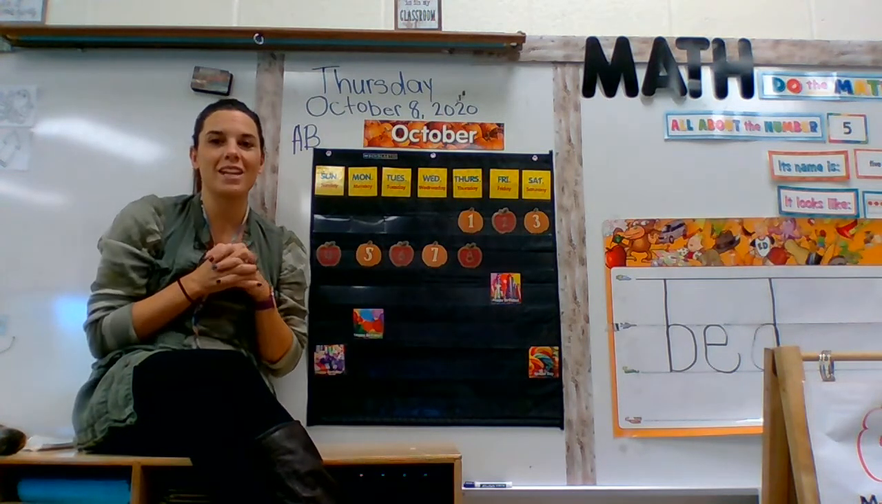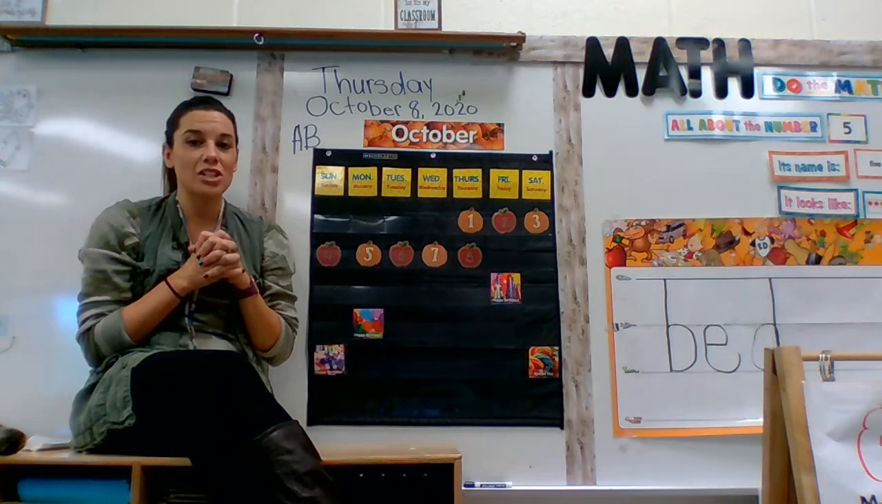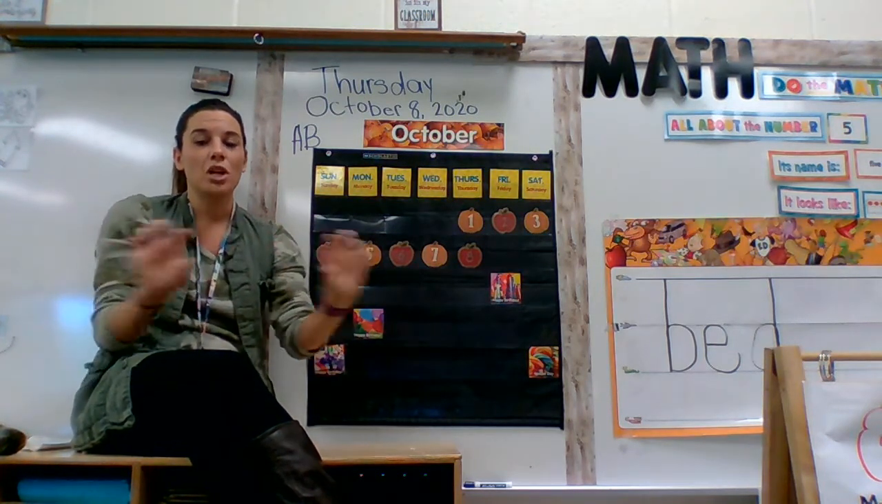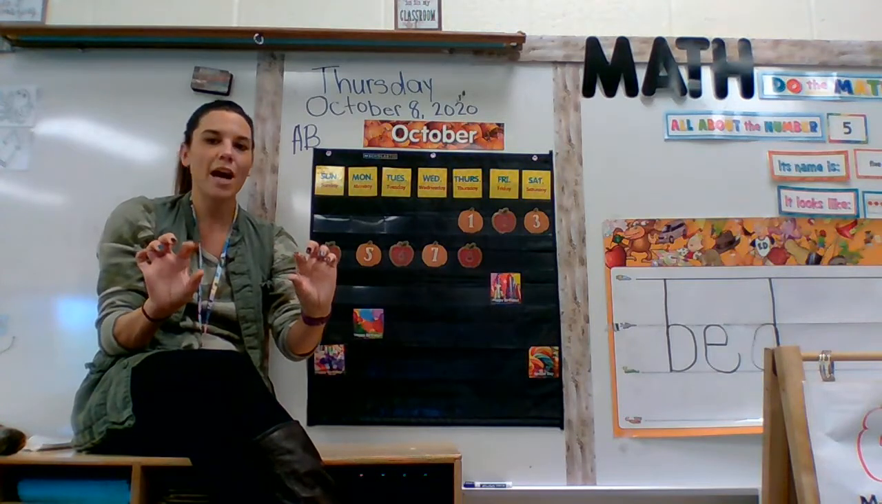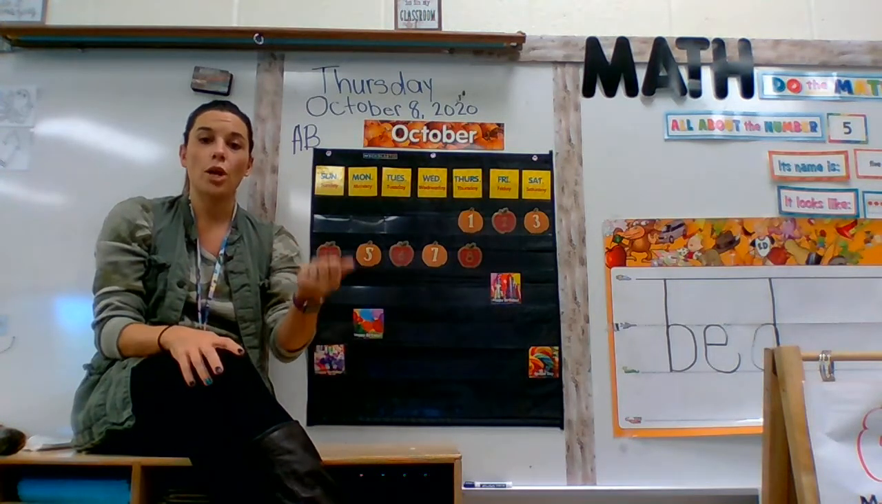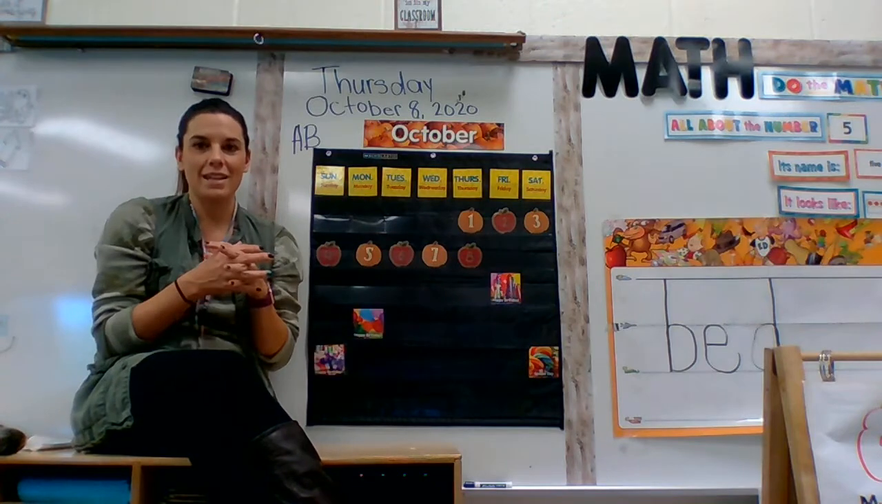So today, when you go in to do calendar, please make sure that at the bottom you choose the correct object. Either you're going to choose a pumpkin or an apple to cover the number 8.